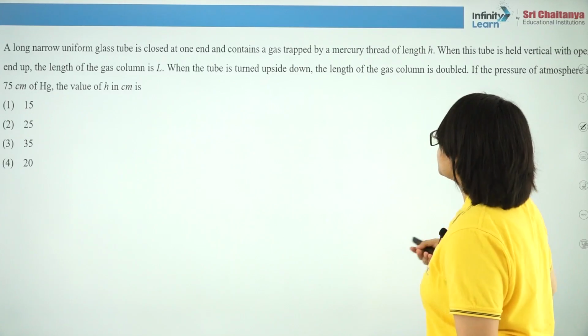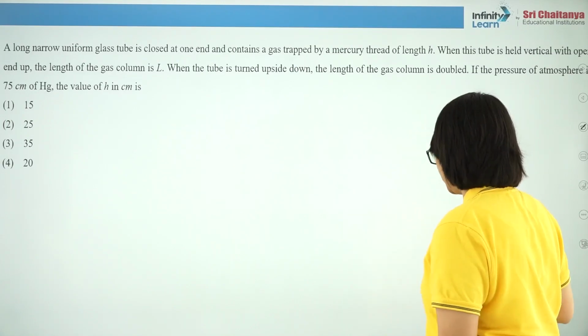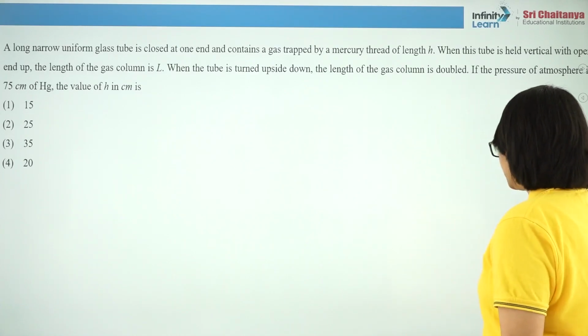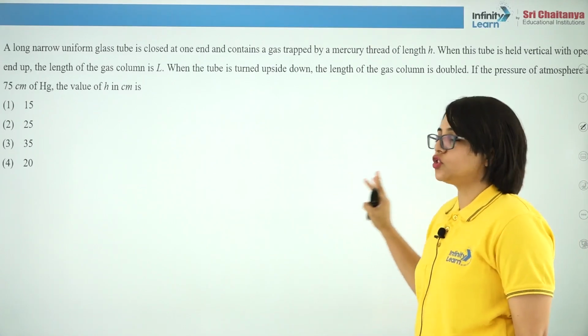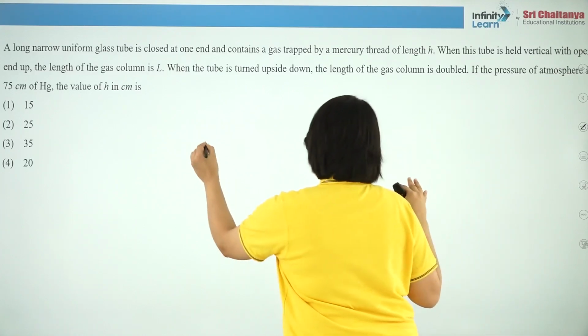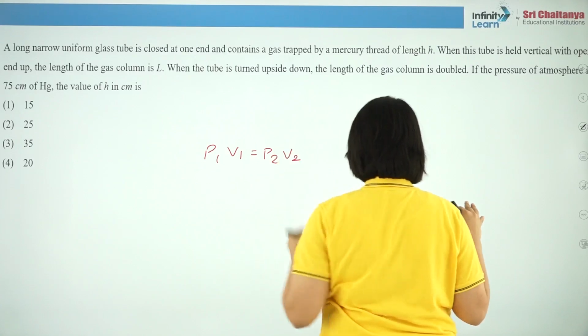If the pressure of the atmosphere is 75 centimeter of Hg, then the volume of H in the centimeter will be, right. So, this is your 127th question. As there is no indication of the change in temperature, you can apply Boyle's law, which is P1 V1 is equals to P2 V2.